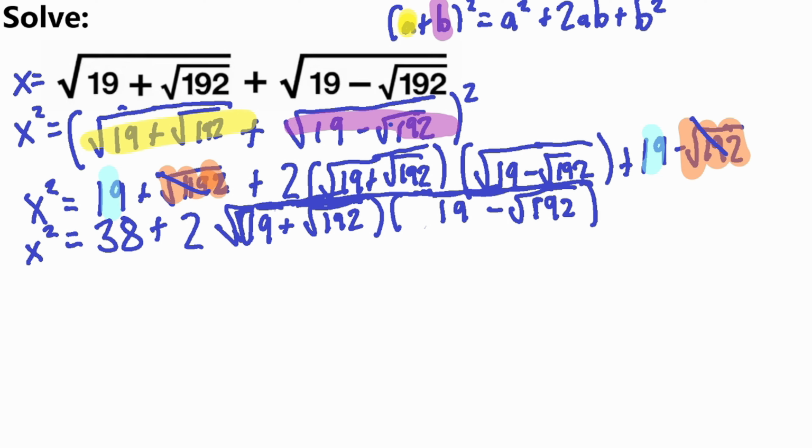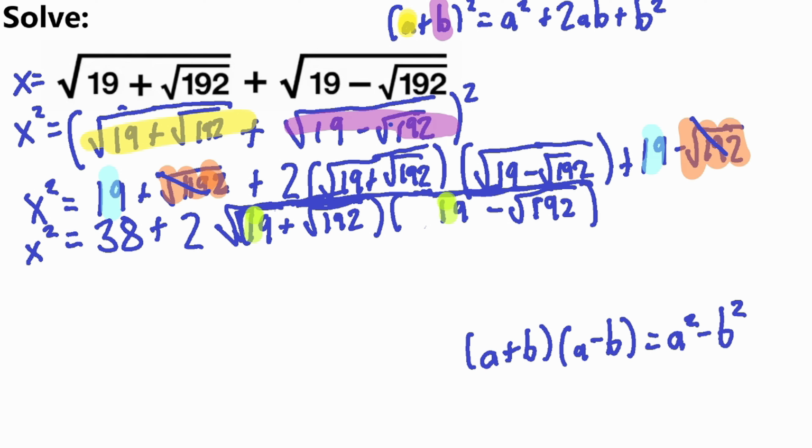And looking at it like that might be tricky, but let's notice something. Here we have 19, and here's a 19, and this square root of 192 and square root of 192, we have both here. However, this is a plus and this is a minus. So lucky for us, there's a certain equation that we can use for situations like this. And the equation goes as the following. A plus B times A minus B is equal to A squared minus B squared.